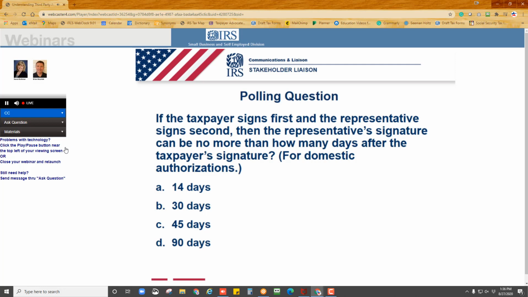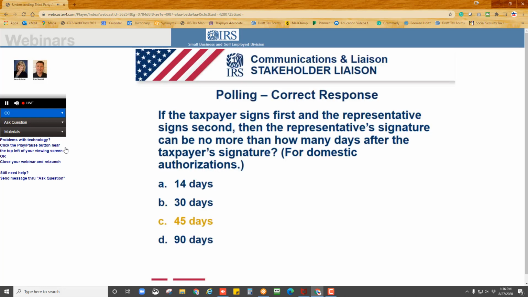Okay, let's stop the polling and let's share the correct answer. And the correct response is C, 45 days.